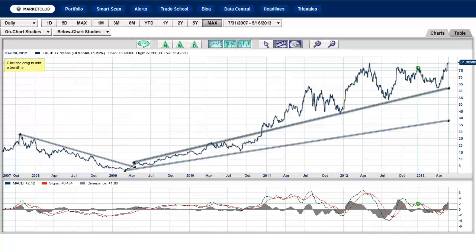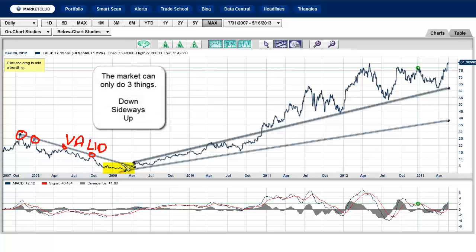The first trend line we're looking at is a downtrend line, and that would be right around here. Okay, in order for a trend line to be valid, it needs to hit at least three points touching the line itself. Now this is a valid trend line. The market can only do three things. It can go down, sideways, and up.